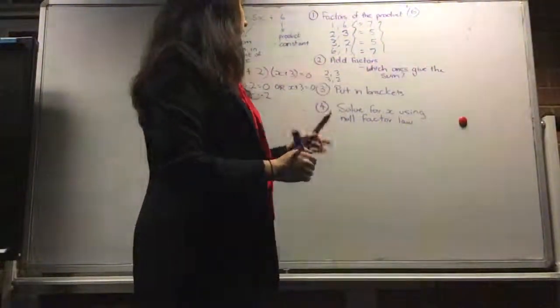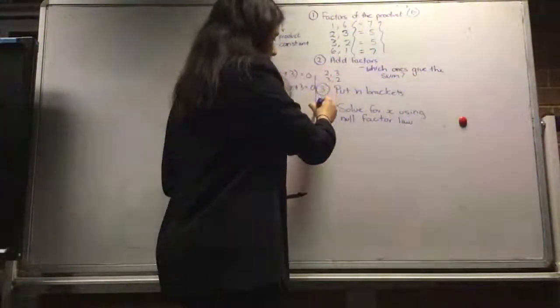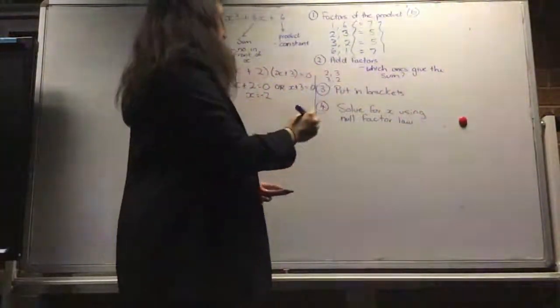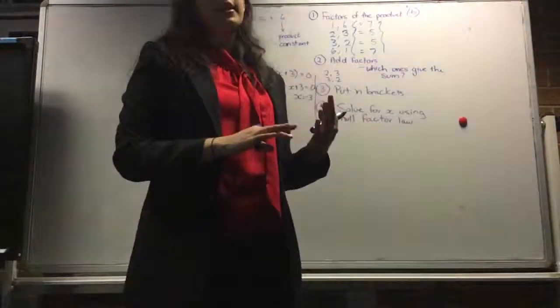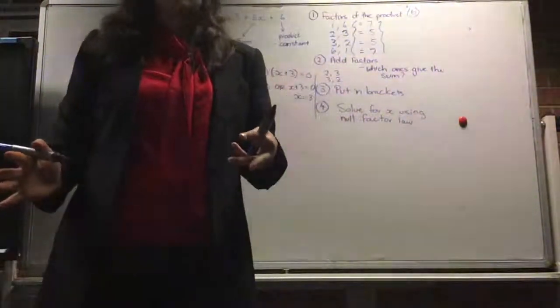And then I've got x plus 3 equals 0. I'm running out of room here. X plus 3 equals 0. So I'm going to get rid of the plus 3 by taking 3. So x equals negative 3. So you'll see there you've got two answers, and that's correct.